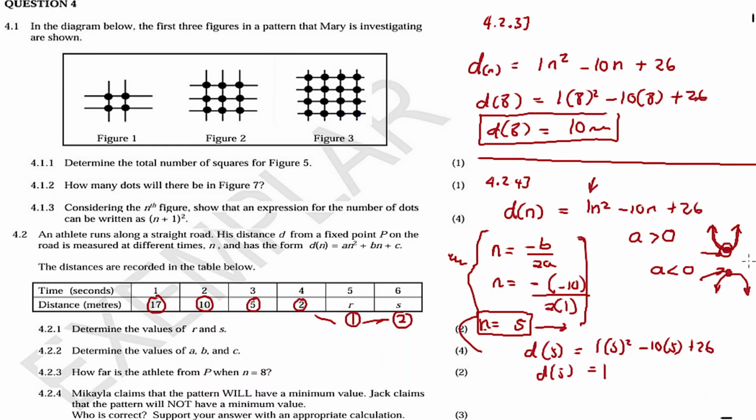So this actually confirms that Michaela is correct, by saying that the graph will have a minimum. But I also think that just stating this and drawing the curve here is enough. Alright, this concludes question 4 on our quadratic number patterns.